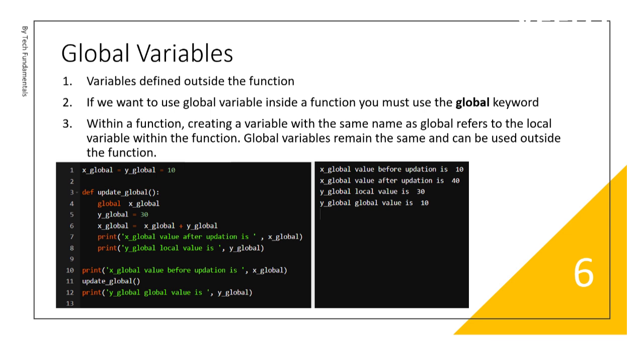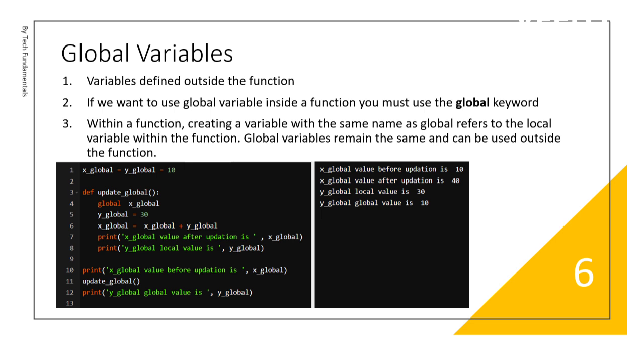The example shown creates two global variables x global and y global and assigns them the value 10. I defined a function called updateGlobal, and to use the x global variable I used the keyword global in front of it. I created a local variable y global inside the function and assigned it the value 30. Then I updated the global x value with the sum of x global and y global.